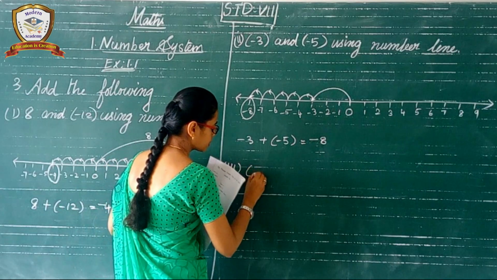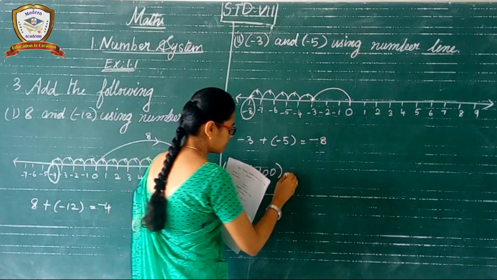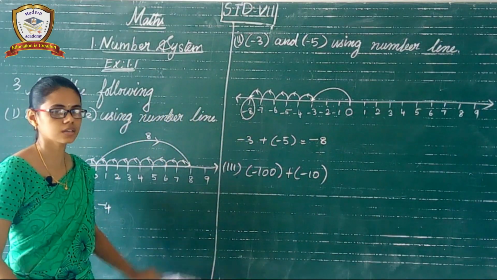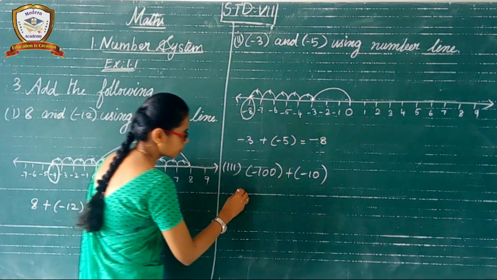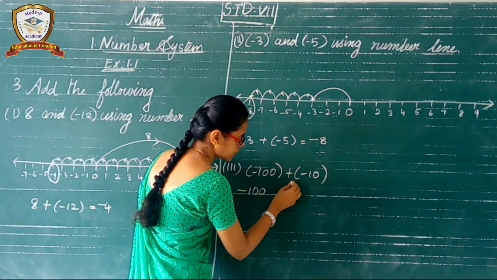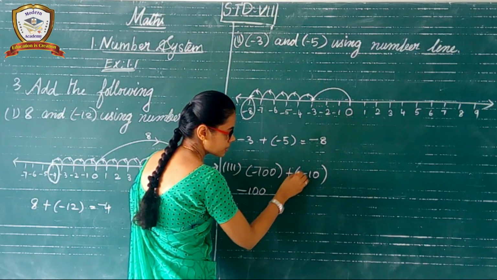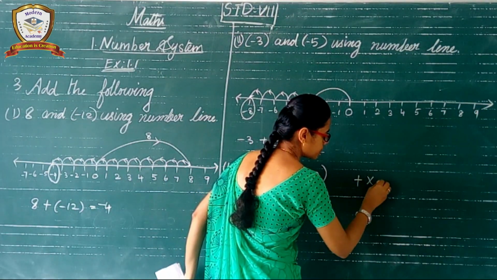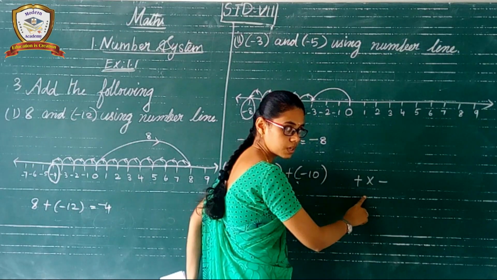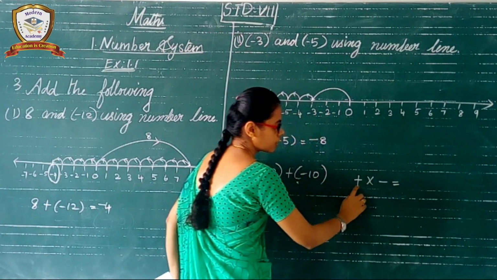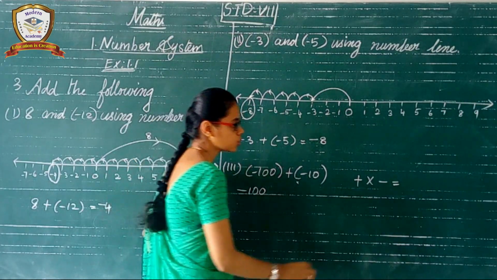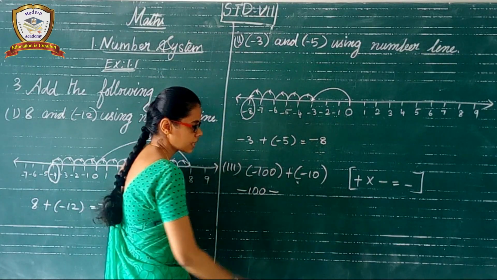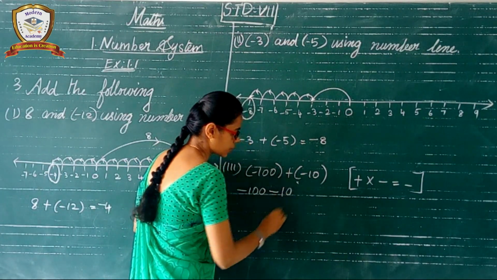So what's the third sum? Minus 100 plus minus 10. We need to add these two integers. So minus 100. Then see here, plus bracket means, as I already said, multiply. That is plus multiplied by minus, so we need to mention the sign only, isn't it? These are different signs. Different signs means we need to mention the sign minus. So here mention minus and 10 as it is we want to write here.